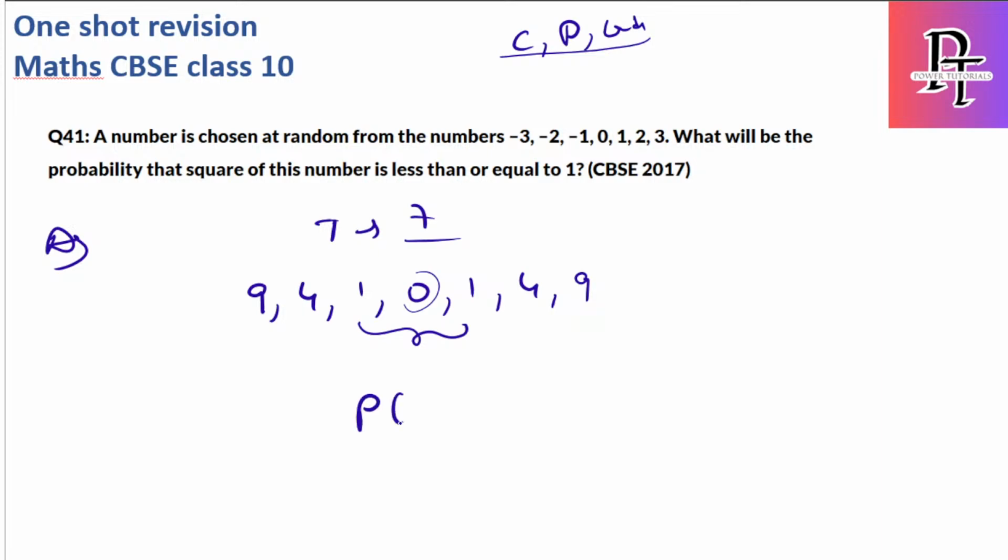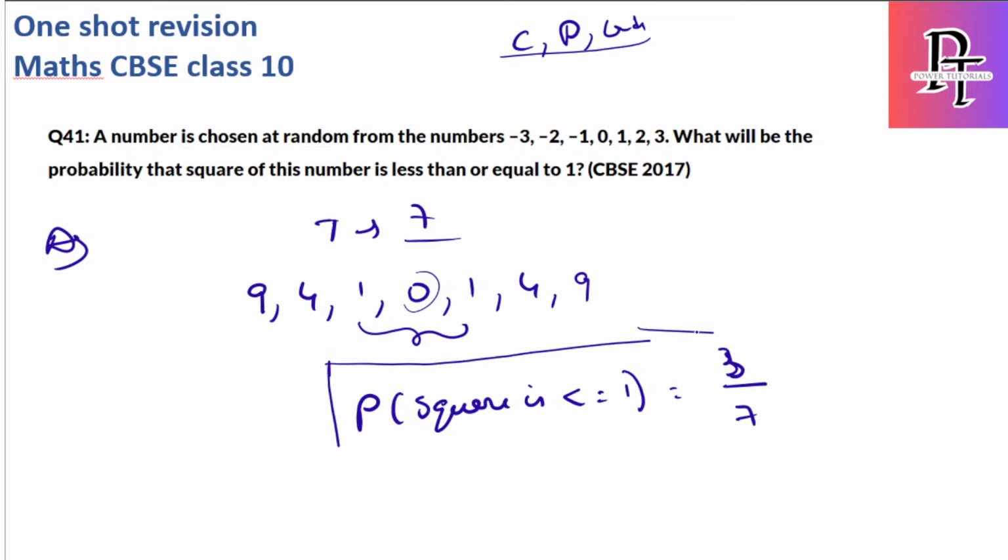So the probability of this event, where the square is less than or equal to 1: the winning chances are 3. The total chances are how many? Total numbers mentioned are 1, 2, 3, 4, 5, 6, 7. Oh sorry, the total is already written as 7. So the answer is 3 by 7. The probability of getting a square which is less than or equal to 1 is 3 by 7.